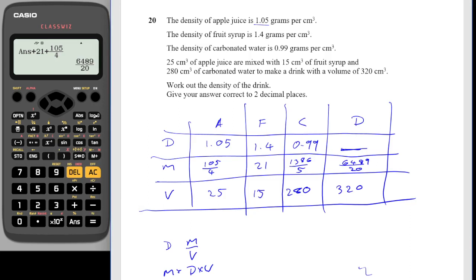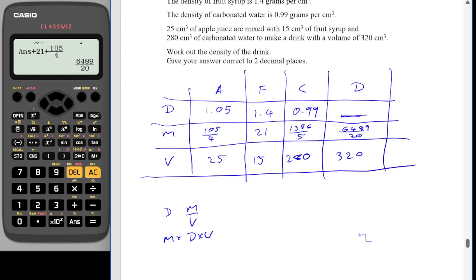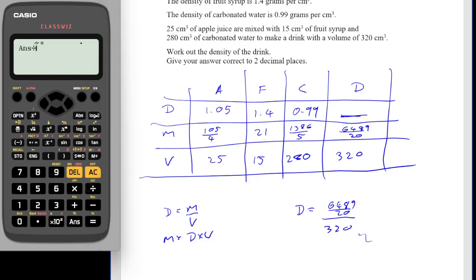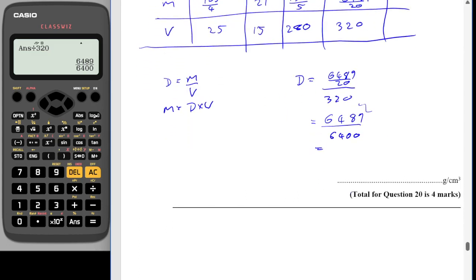We now need to find the missing density. So density is, like we said, mass divided by volume. So density is going to be equal to 6489 over 20 divided by 320. So I'm going to divide my answer by 320. I'll do it as a fraction first: 6,489 over 6,400. And then we'll go decimal. So that's going to be 1.0139... So to 2 decimal places, 1.01.